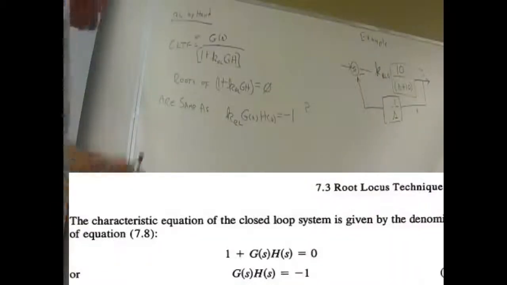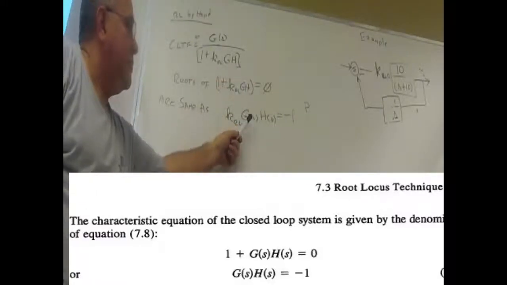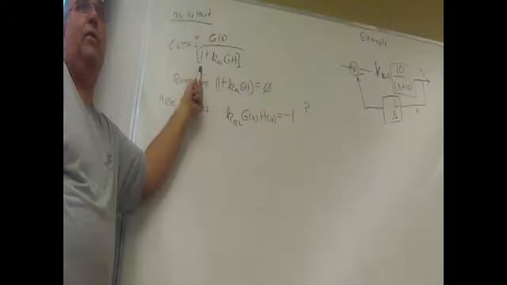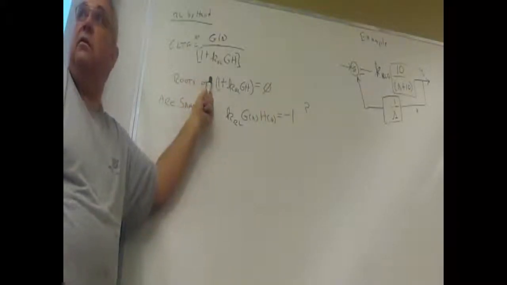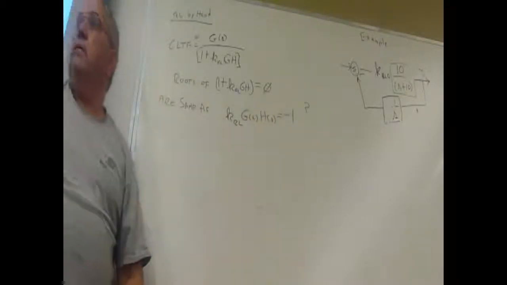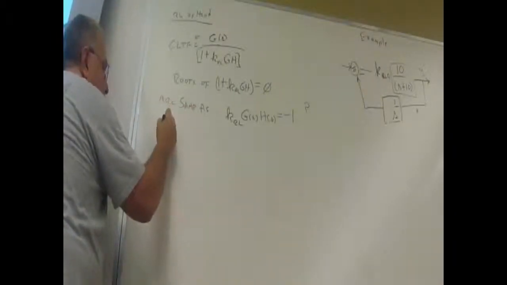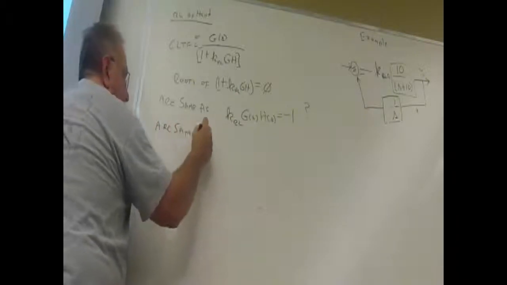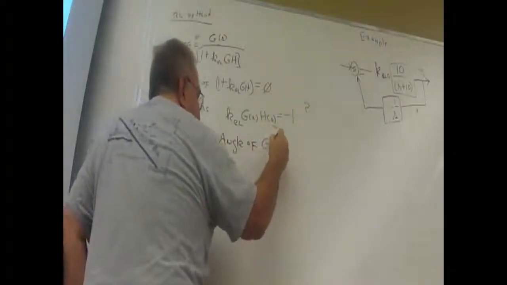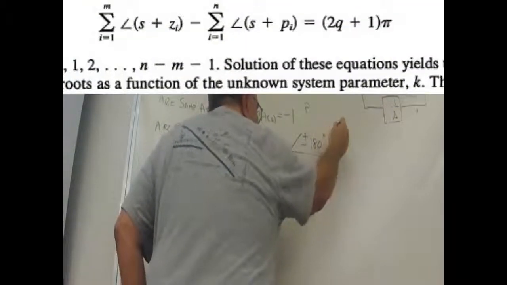Pretty simple. If I want to plot the closed loop roots like the root locus does, can I say that the root locus is just picking values of S where this function of S equals minus 1? If this is equal to minus 1, do I not have a root of this transfer function? Yes, I do. Now we know that the minus comes from the angle. So all I have to do is find where the angle of GH is equal to plus or minus 180. Can I do that?